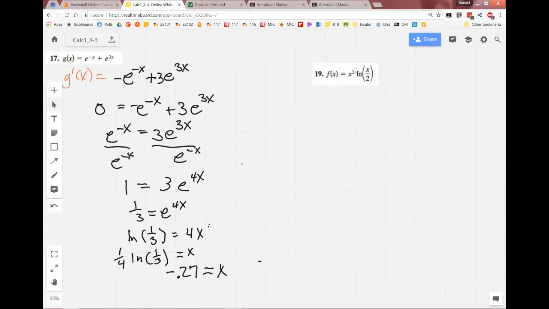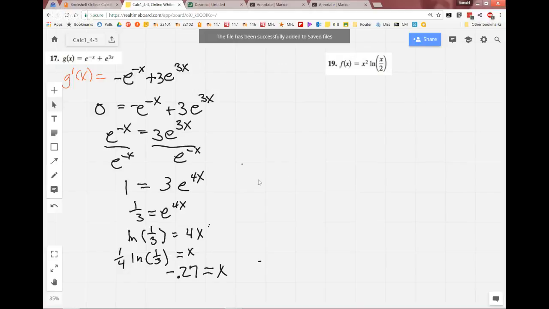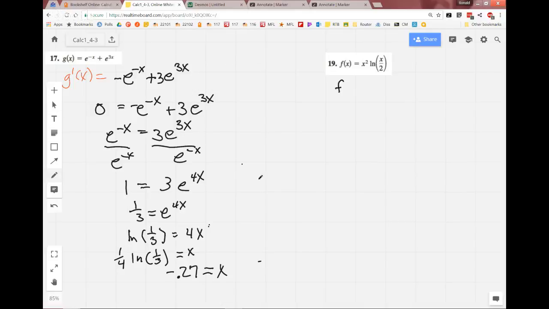Okay, so the same deal. When is this thing increasing and when is it decreasing? So we need to find the derivative. We always seem to have a little trouble with logarithm derivatives, so I thought this would be a good one to look at. So anyway, f prime of x.